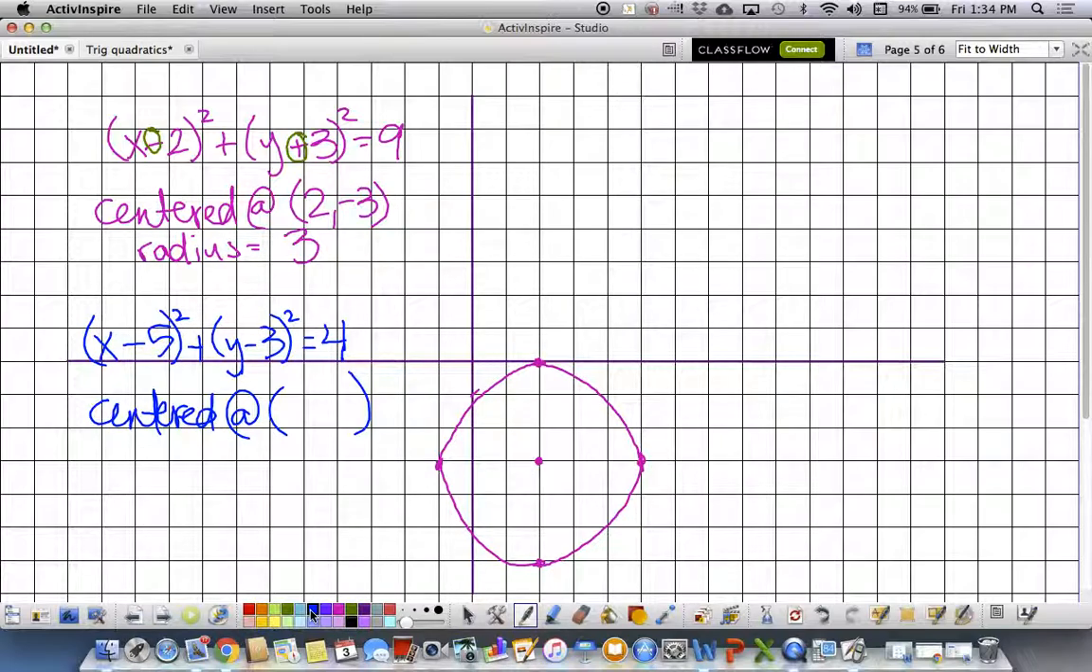Where are you centered at? 5, 3. What is the radius? 2. So you go over to 5, 3, and you're going up 2, over 2.